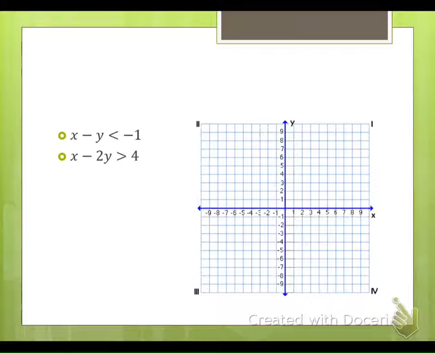Alright, so this first one here is not in slope-intercept form. So Alex, how do I get this into slope-intercept form? Okay, so I get negative y is less than negative x minus 1. Then what? What do you have to do if you divide by negative?